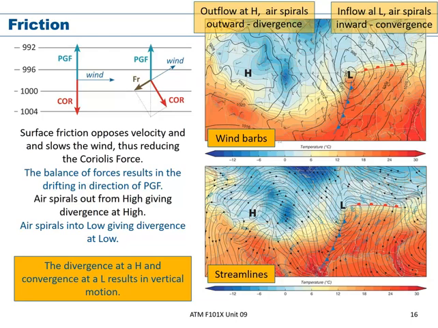The behavior is even better shown using streamlines. Streamlines are lines that give a snapshot of the velocity, speed, and direction at an instant of time. The streamlines clearly show flow outward from the high and inward toward the low.